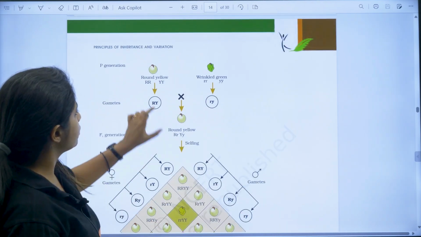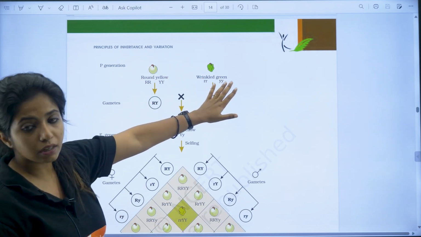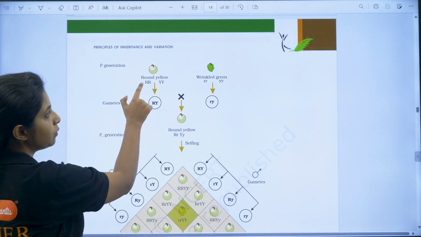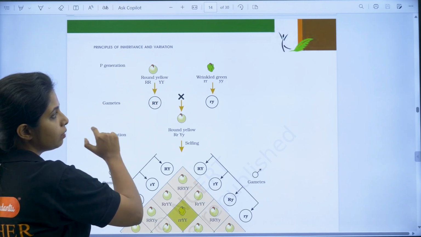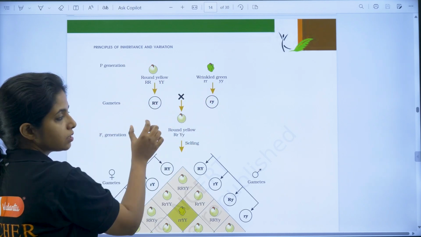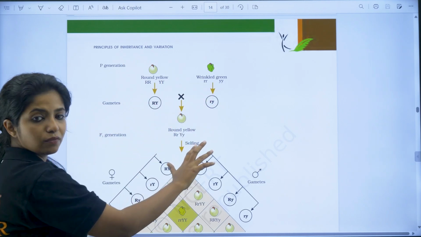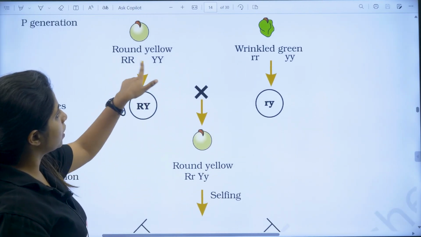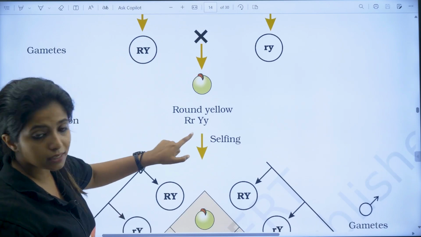You have the round yellow parent, you have the wrinkled green parent. What gamete is being formed, you should know that. From this particular pair, one will be coming. From this particular pair, one will be coming. Similarly, from this one is coming. They are going to fuse. What you get, all of them will be round and yellow, but round and yellow like this. It is not round and yellow like this. It is the heterozygous condition.